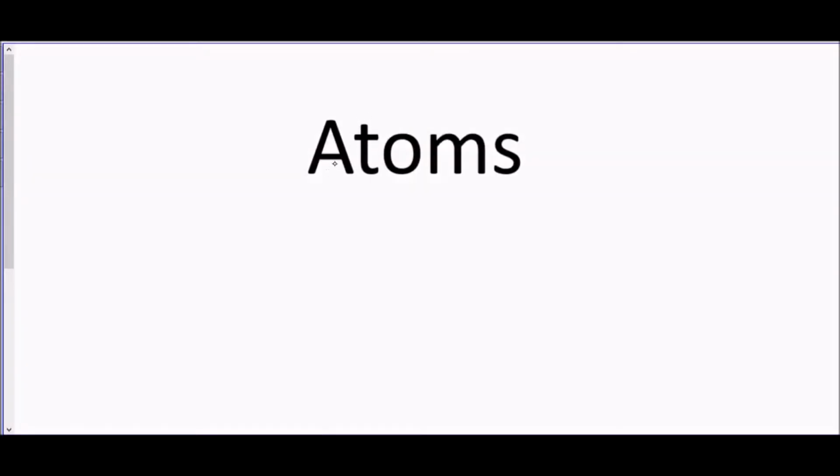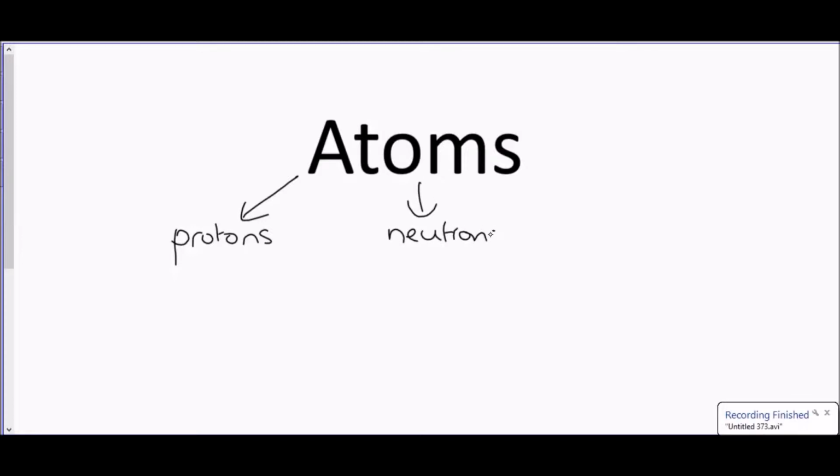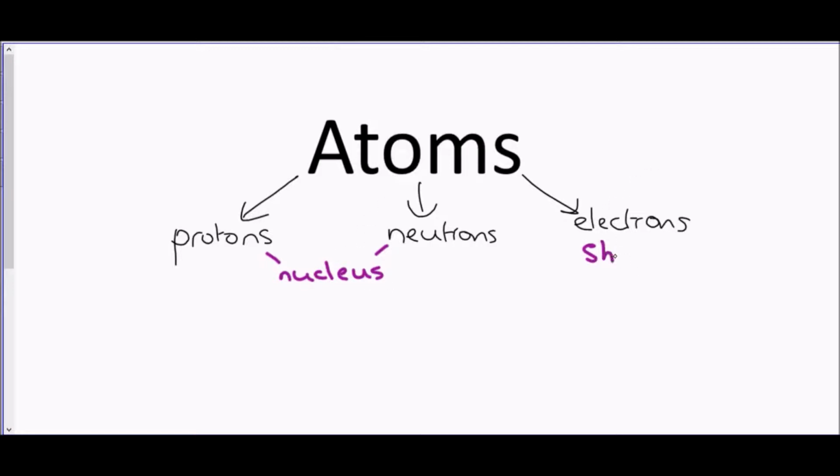In this video we're going to look at calculating the number of protons, neutrons and electrons for atoms and their ions using the periodic table. To start with, we're going to look at what atoms are made of. Atoms are made of three types of particle: protons, neutrons and electrons. You should also know that protons and neutrons are found in the nucleus and are sometimes referred to as nucleons. Electrons are found in shells or energy levels surrounding the nucleus.